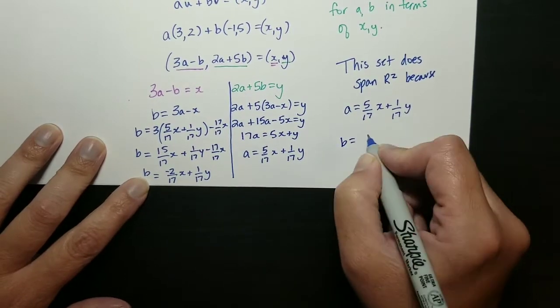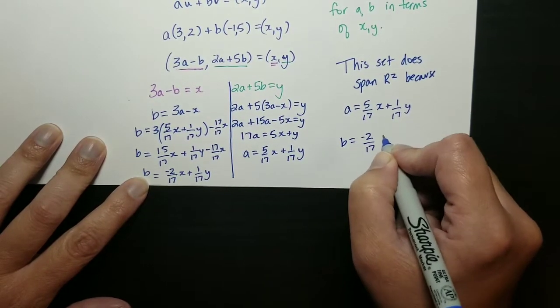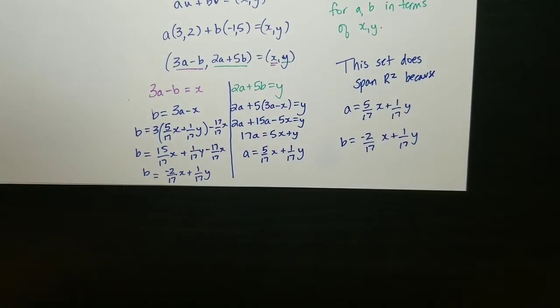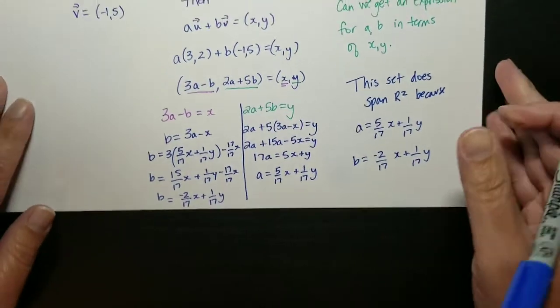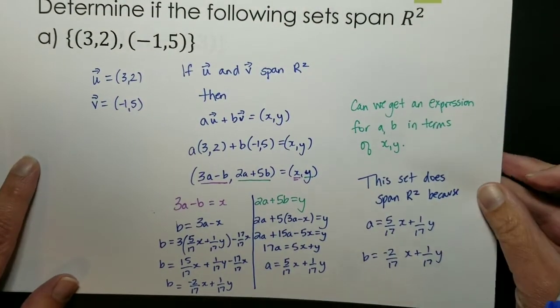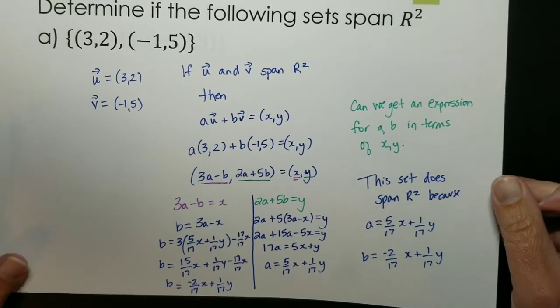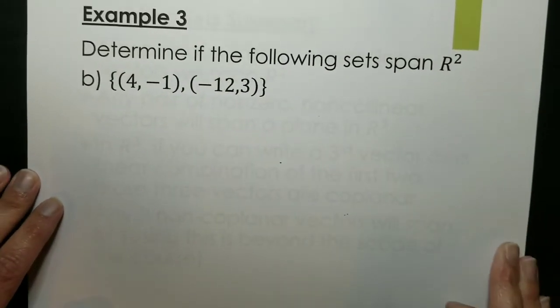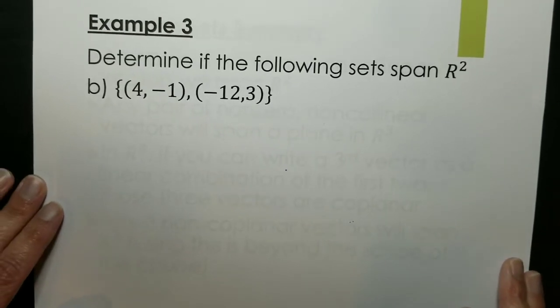And B is negative 2 over 17x plus 1 over 17y. So the opposite of that, and I think probably an easier way to see this, is what happens if it doesn't span. So that's what's going to happen in this one. And we're going to do the same kind of idea.